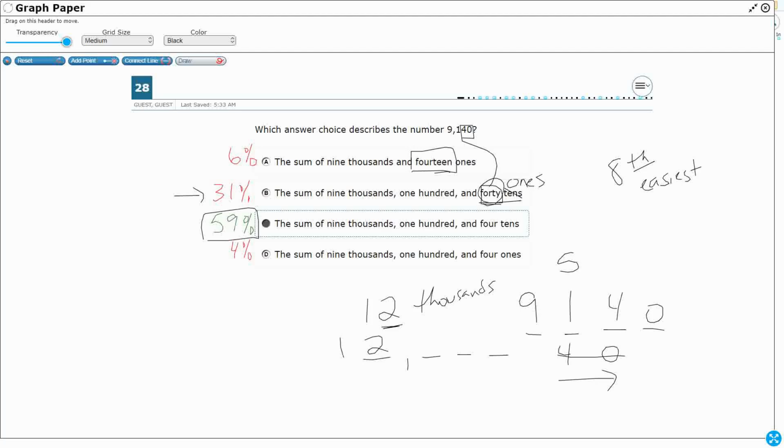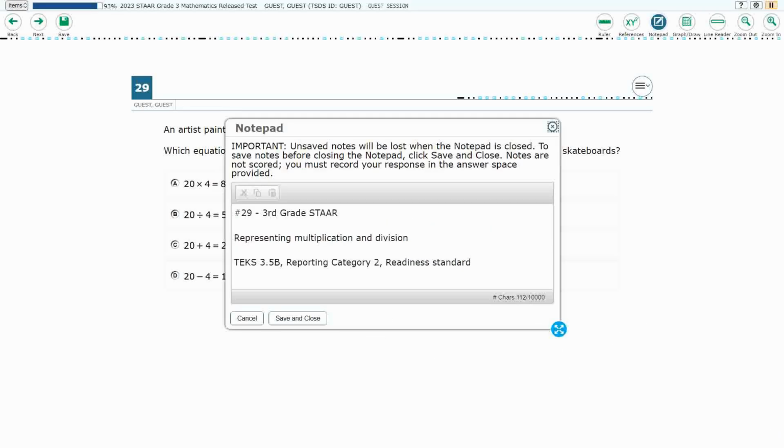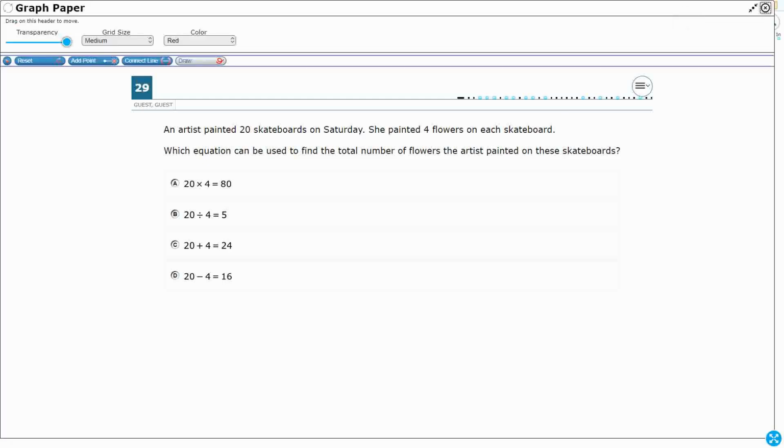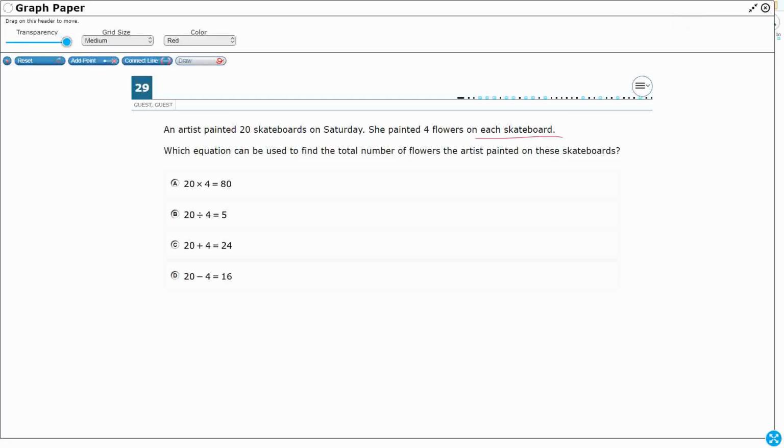For number 29, we are representing multiplication and division. This is TEKS 3.5b, a readiness standard in reporting category 2. So we have an artist painting skateboards, 4 flowers on each skateboard. So hopefully we see here that we've got each skateboard. That lets me know I've got equal groups of 4, so that means we are going to use multiplication or division most likely. And we need to find an equation that finds the total.